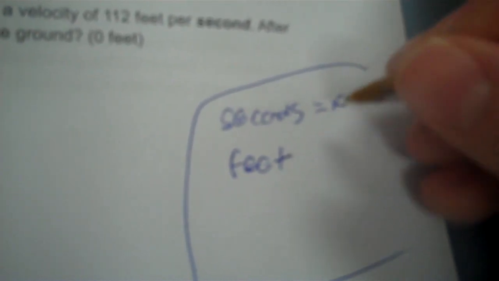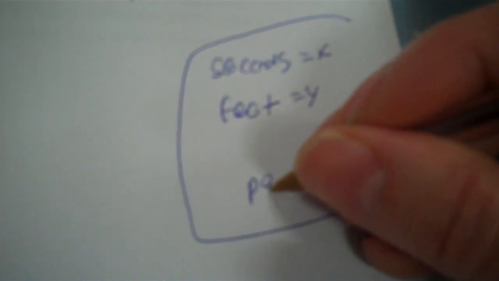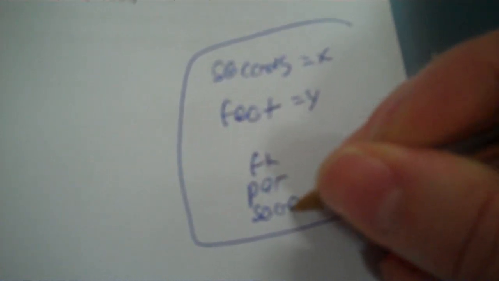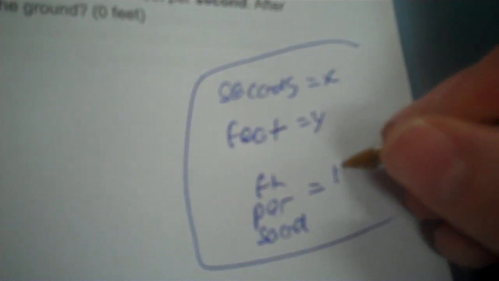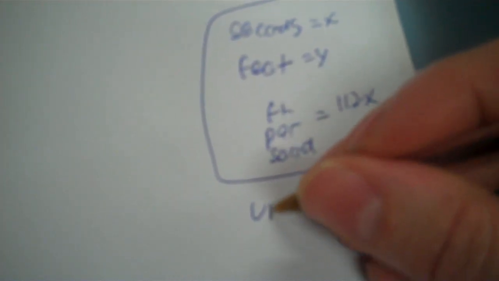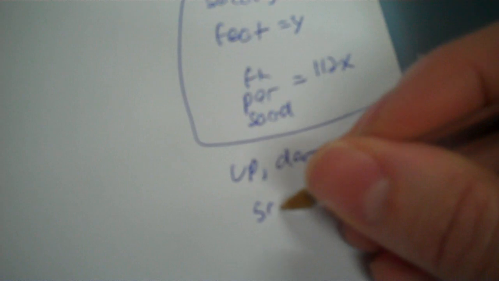Okay, now story problem time. A projectile is launched from a height of 10 feet with a velocity of 112 feet per second. After how many seconds would one expect it to land on the ground? Okay, so I'm finding the seconds. Seconds I define with a variable, but also feet, it's related to feet. So x is seconds, y is feet. Now the rate of change between the two variables is 112 feet per second. And this goes up and down by the force of gravity.